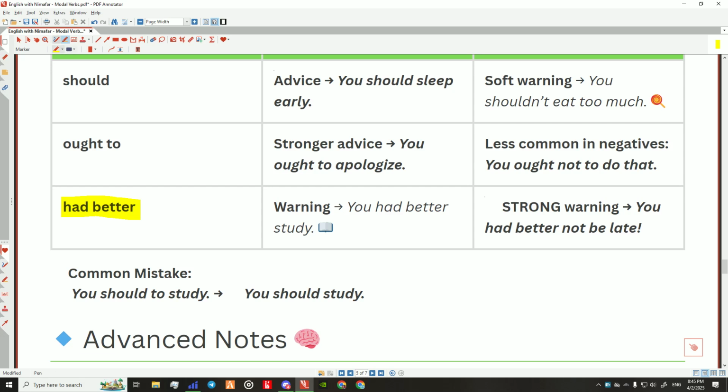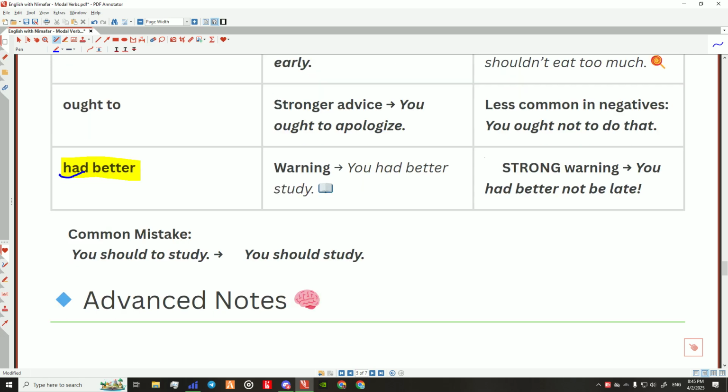This had can sometimes confuse you. You think it's for the past. No, it's for right now. "You should to study" is something our friend says, a common mistake. As our friend says, you should to swim or to study. No, you should swim or study.